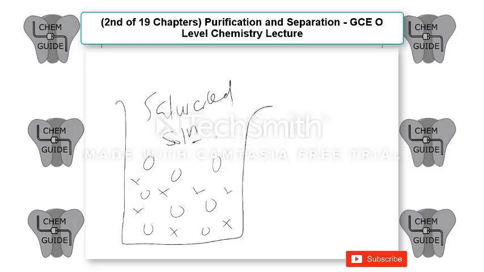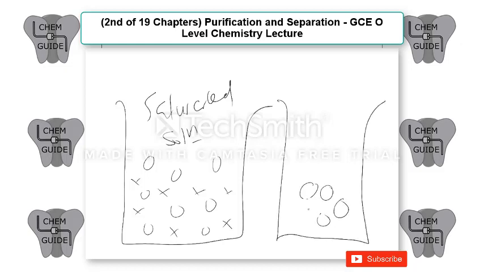So as I let it cool, what happens? The water molecules come closer together. As they come closer together, the X has less space to be accommodated between the water molecules. So if it has less space to be accommodated between the water molecules, it simply comes out of the solution and it clusters together, and this gives me the crystal. So this is basically how crystallization proceeds.